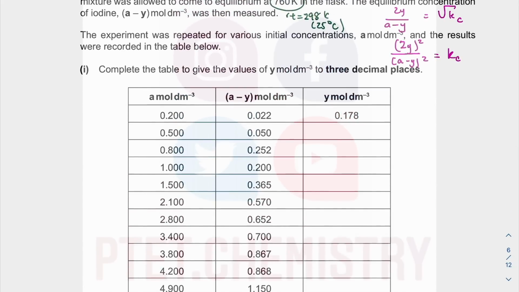What do we want? We want y mole per dm cube to 3 decimal places. If you know A minus y, how can you get y? Alright, so if this is column A, column B, then column C is equal to A minus B, because you can try 0.200 minus 0.022, you're going to get 0.178. And you can also see A minus y subtracted from A is equal to A minus A plus y, which is y. So to get y, you do this minus this, alright? So I'll do the rest of them.